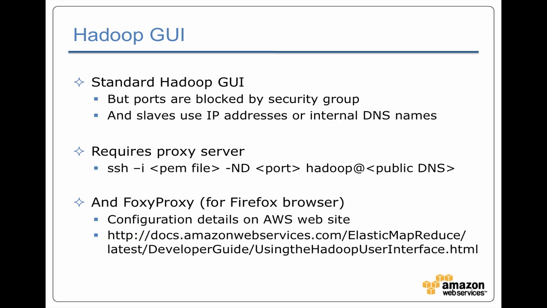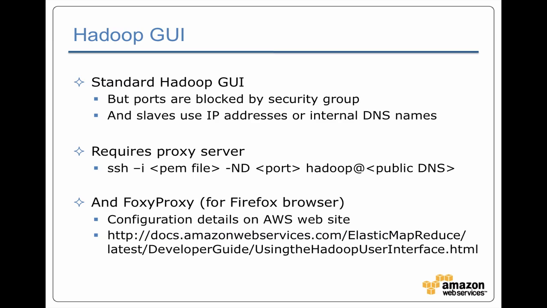Finally, there's the Hadoop GUI. The issue, as I explained in a previous module, is that I can't directly use the Hadoop GUI because access to these ports on the master are blocked. They're blocked because of this default security group, and internally, slaves use internal IP addresses. So at the very minimum, I've got to set up a proxy server.